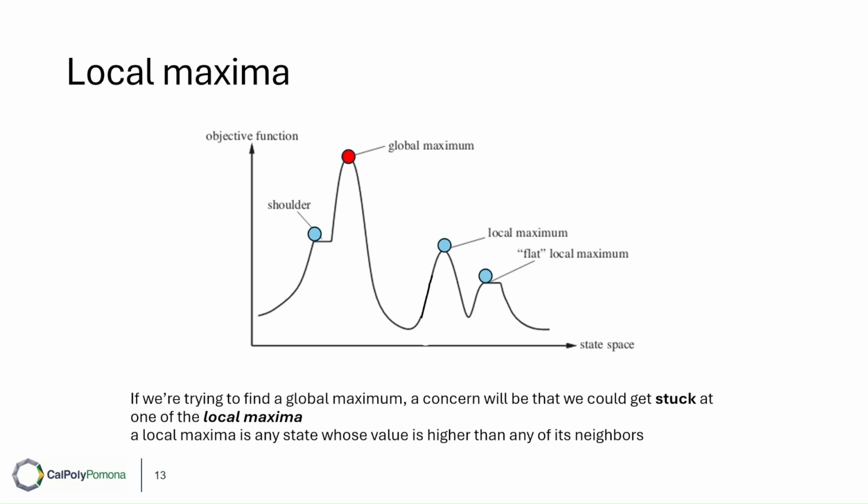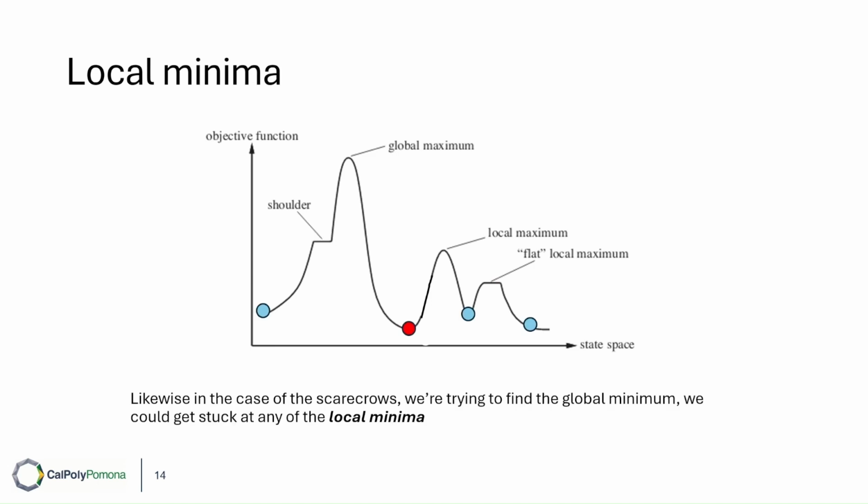If we're trying to find a global maximum, a concern will be that we could get stuck at one of the local maxima. A local maxima is any state whose value is higher than any of its neighbors. And we can see from the graph that there are multiple local maxima that we can get stuck in. And likewise, in the case of the scarecrows, we're trying to find the global minimum, and we can get stuck at any of the local minima. It all depends on where we start.